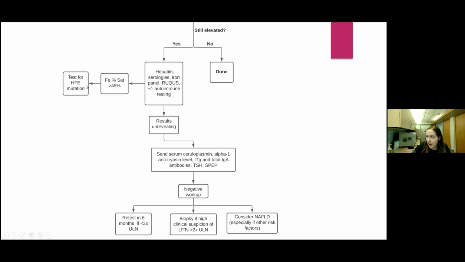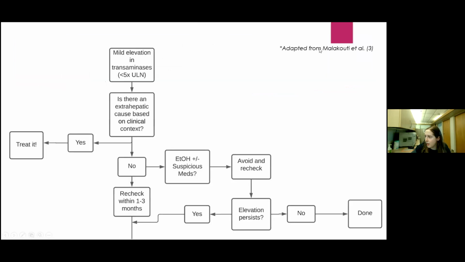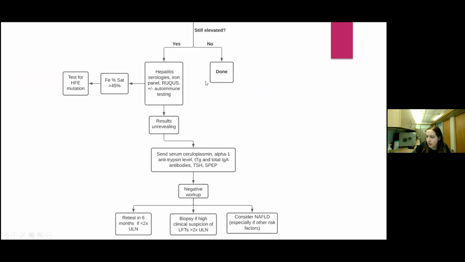What journal was this adapted from? Sorry, what article? Yeah, so let me go back. That's in my sources at the end, but it's this Malakuti et al., looking at just mild elevations in transaminases. The link will be at the end. Other questions?